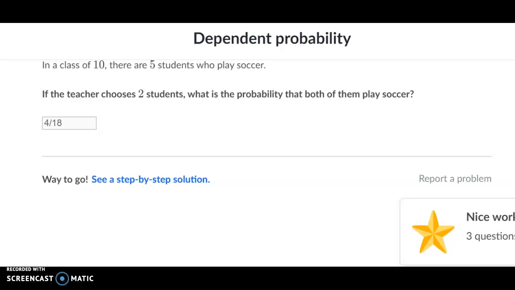So when you have dependent events, the first one is pretty straightforward, but for the second one, you have to determine how it depends on the first. What changes? The total is bound to be down by 1, but it may be that the thing you're trying to find is also down by 1. So be careful with these. Make sure you come up with that second probability, which is known as a conditional probability because it's based on a condition of whether the first one was successful.